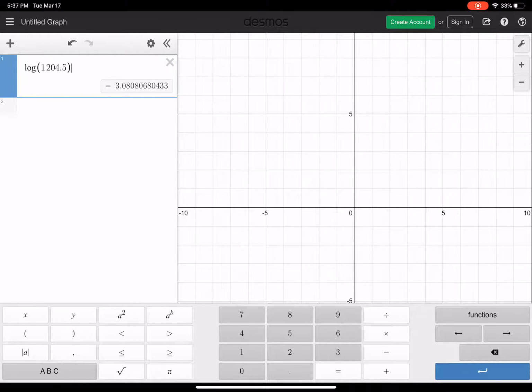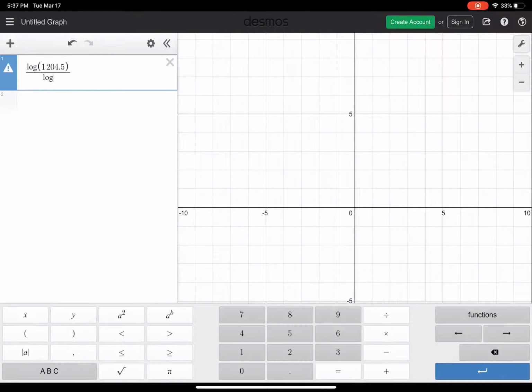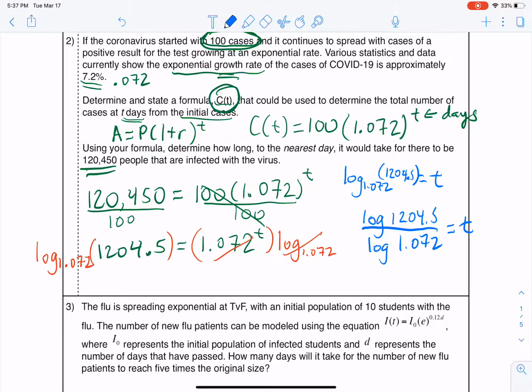And remember, I'm going to be dividing that. Go back to type in log of 1.072. All right, and so what I get there is 102.03. So going back to our notebook, I see that t then equals 102 days.